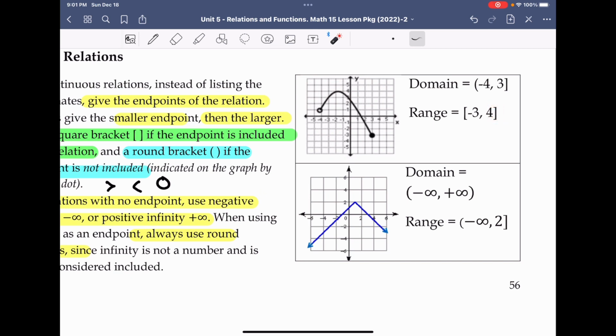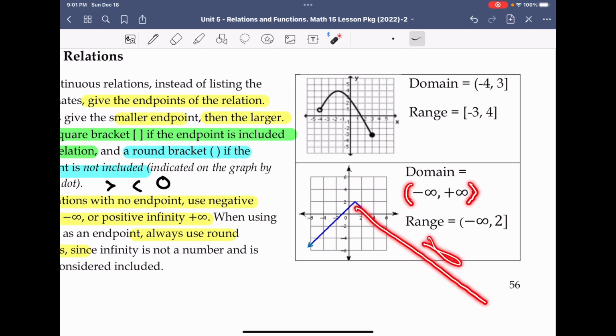Okay, domain of our next one. If we look at this, it infinitely extends out this way and to the right. So if these infinitely extend out, that means it could go all the way here, all the way here. Are there any restrictions on the domain? No, they actually stretch out to negative infinity with a round bracket and positive infinity with a round bracket, because we know these arms could go out to infinity this way and then out to negative infinity to the left.